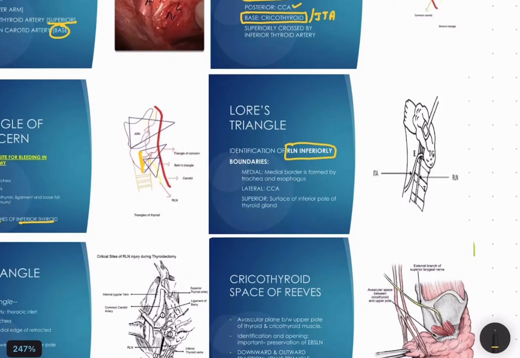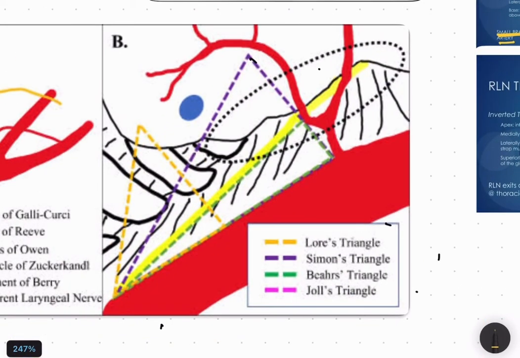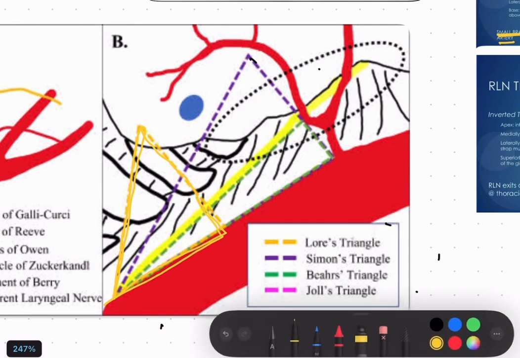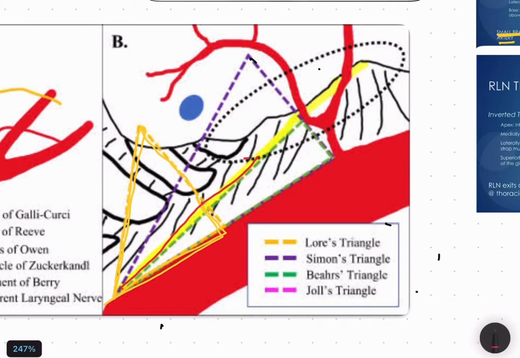Next is Lore's triangle. I just told you that the inferior portion of the recurrent laryngeal nerve is present here. See here, this is Lore's triangle, the yellow one, and this is the recurrent laryngeal nerve passing like this. So the inferior portion of the recurrent laryngeal nerve is present in this Lore's triangle.